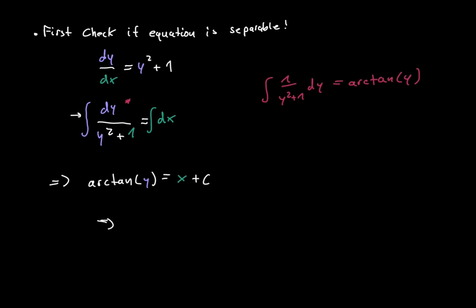Now solve for y. We apply the tangent function to both sides. So we get y equals tan of x plus c. And that is the solution. Key idea: always check if a Riccati equation is separable before using more advanced methods.